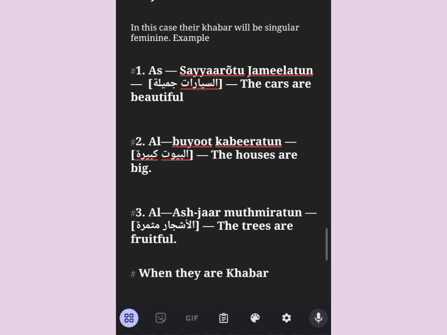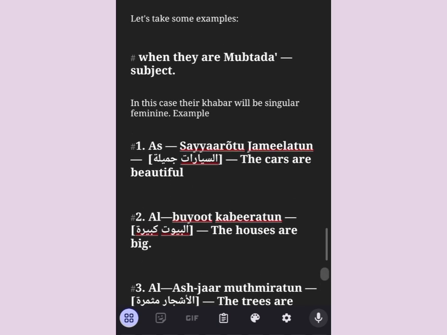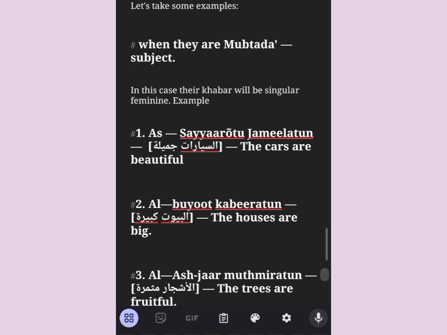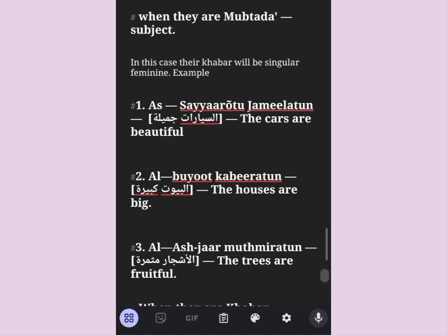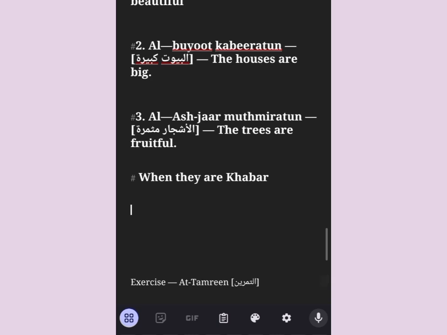Now let's look at when they are khabar. It's supposed to be when they are mubtada. Okay, when they are mubtada, السيارة. Good. Now let's look at when they are khabar. So I'm going to give them a mubtada that is singular feminine. This is what I want to say. This is a car. So I say هذه سيارة. You see that? هذه سيارة.